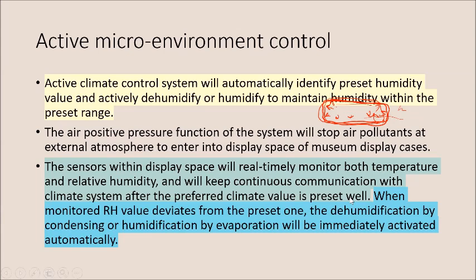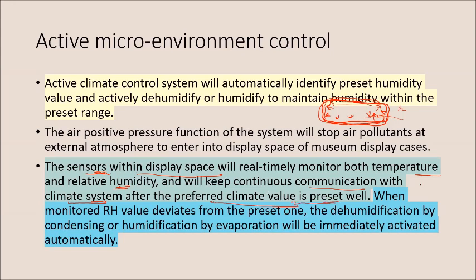The sensors within the display space will monitor both temperature and relative humidity in real time and will keep continuous communication with the climate system after the preferred climate value is preset. So there are sensors within the display case which are monitoring both temperature and relative humidity, and they're keeping a continuous communication with the climate system after the preferred climate value is preset.